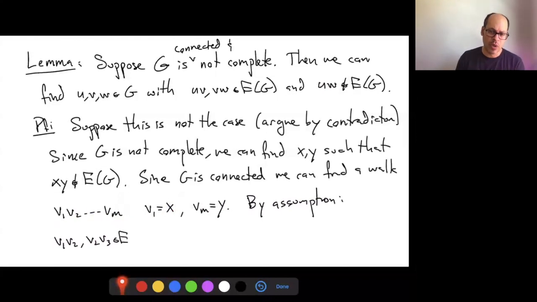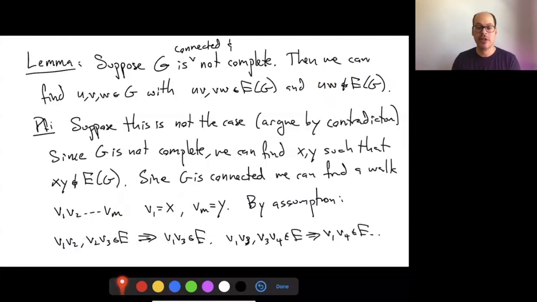These are just along some walk, so they're all successively adjacent to each other. V1 is adjacent to V2, V2 to V3. And if we're arguing by contradiction, we have to assume that this thing doesn't hold for any triple. So therefore, we have to have V1 adjacent to V3.